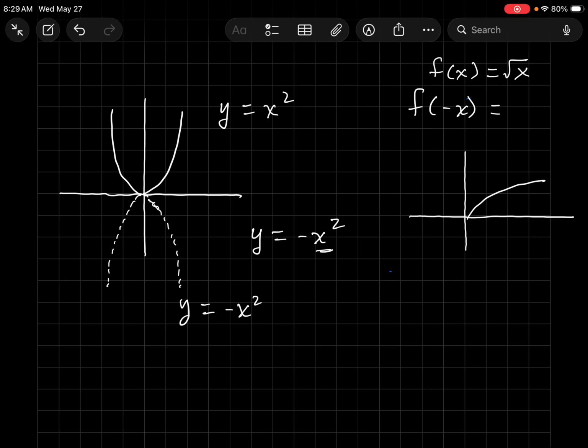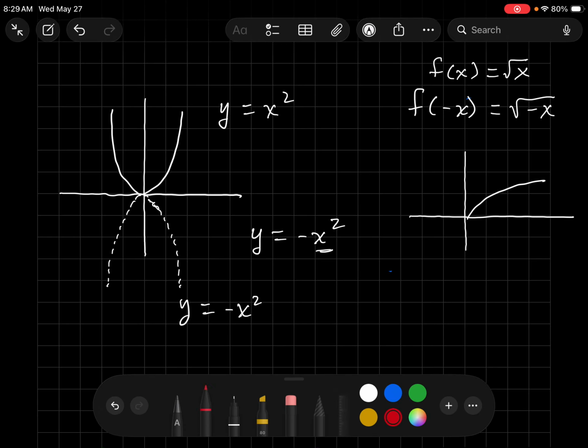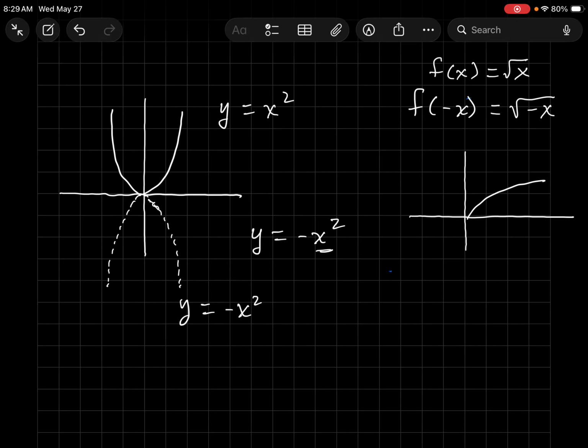What does f of negative x look like? Well, we could plot it, or we could write it out as the square root of negative x. But what's happening? Just as we said, at any given y value, the y value is not going to change, but the x value will now become negative. So all the y values stay the same, but the x values switch. Like that. And that would be f of negative x.